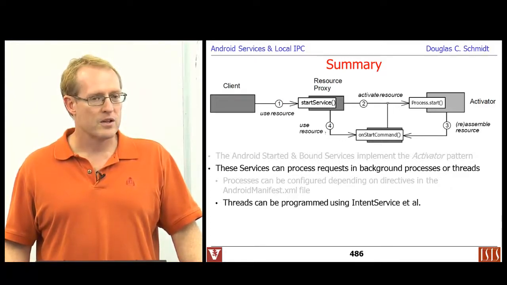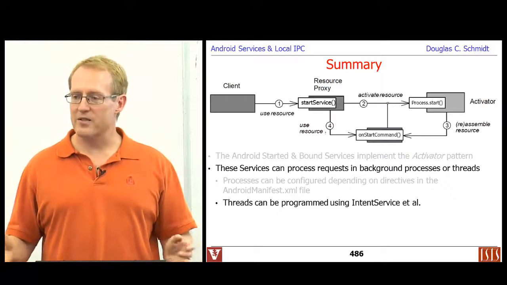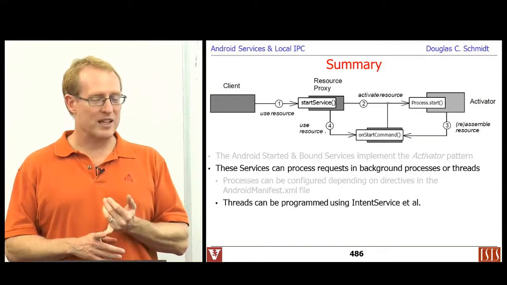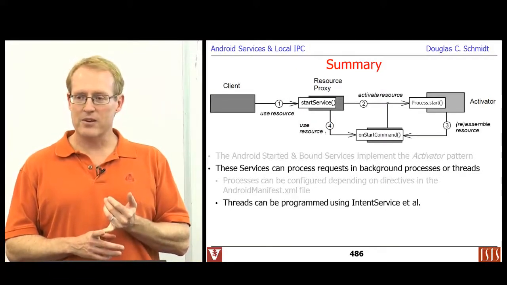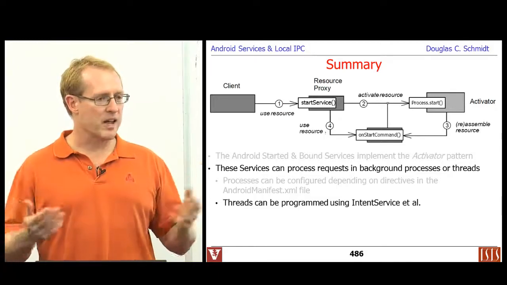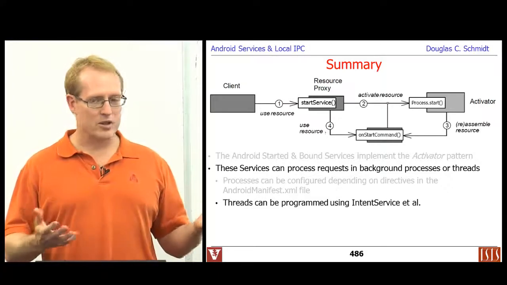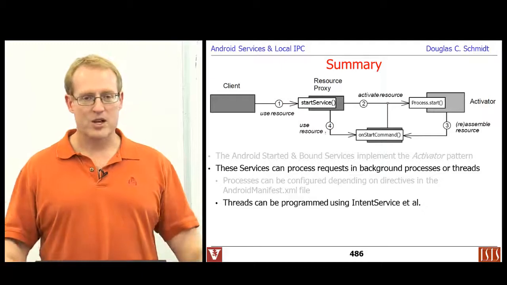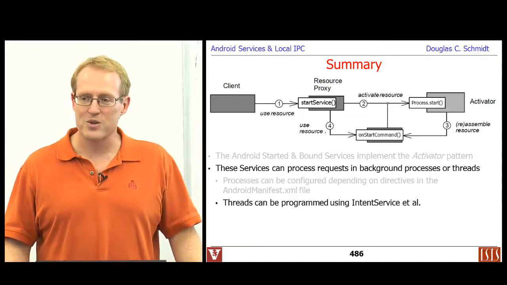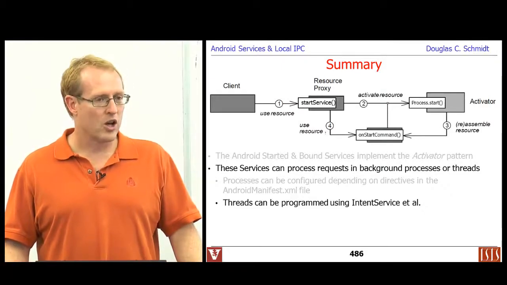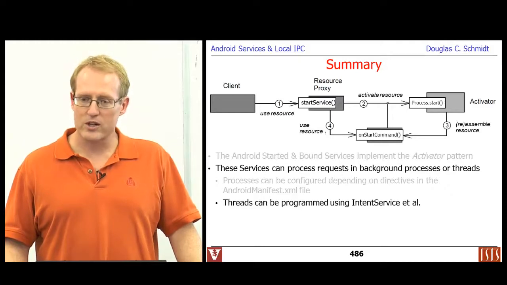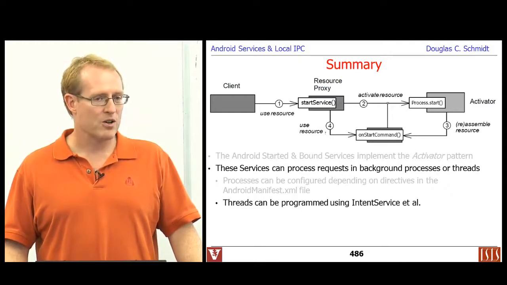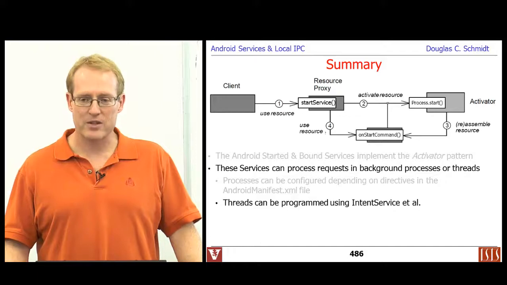Okay, so that's basically Activator. To recap what we talked about last time, Activator is a pattern that makes it possible to launch things on demand. And we talked about the pros and cons of that. Then we just saw some examples in Android where it gets used in order to work with launching bound or started services to do various behavior processing on behalf of the client applications.